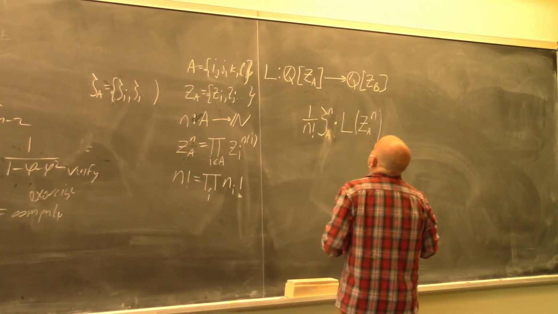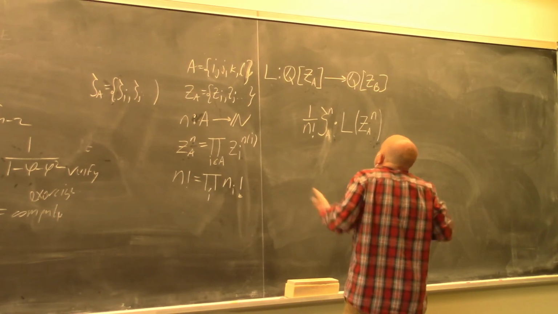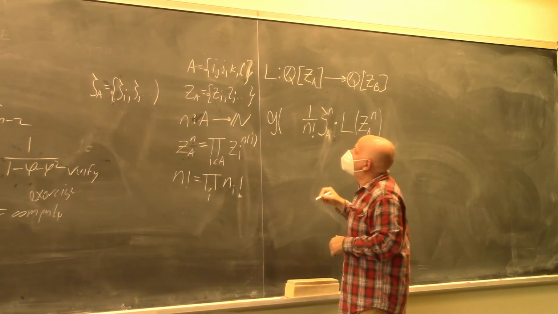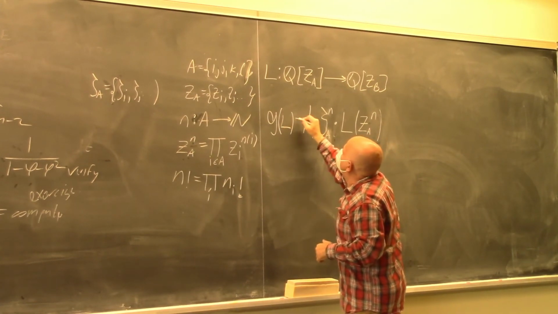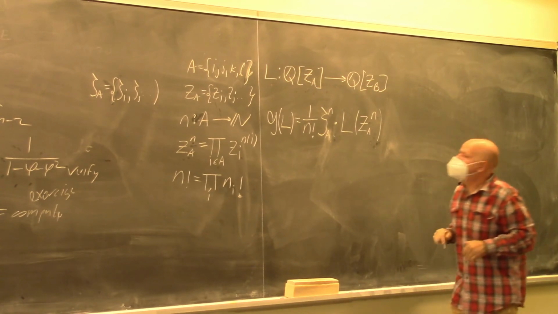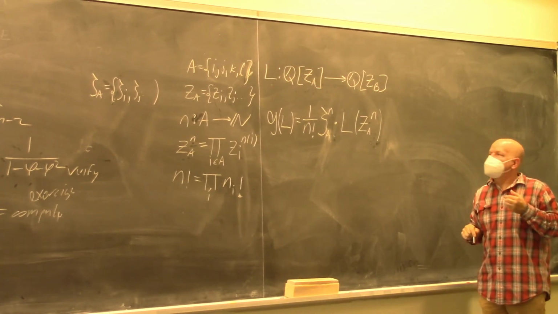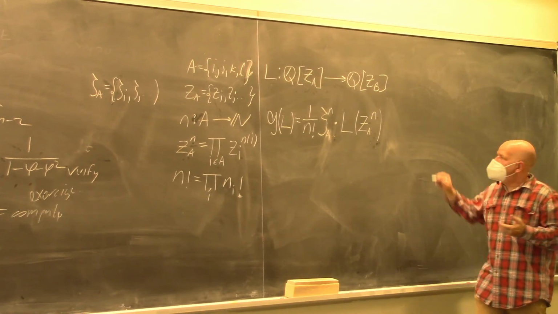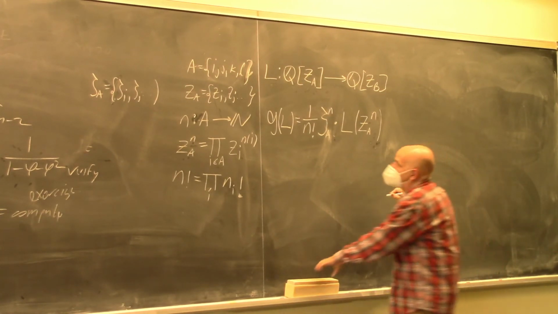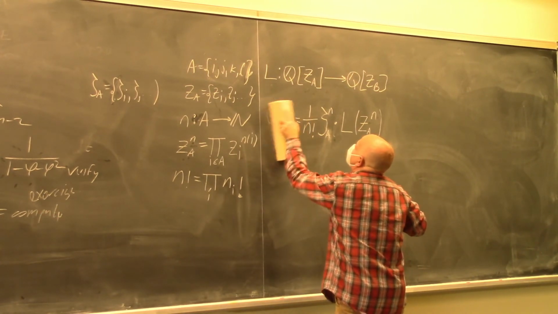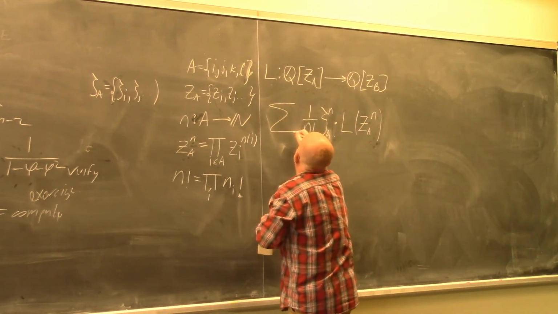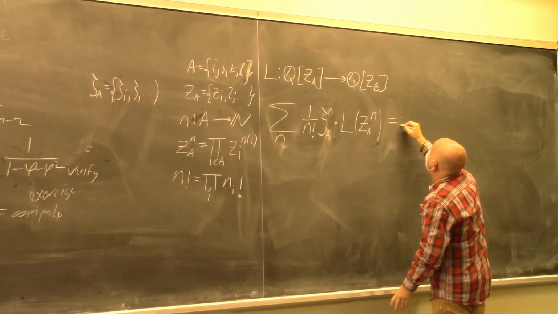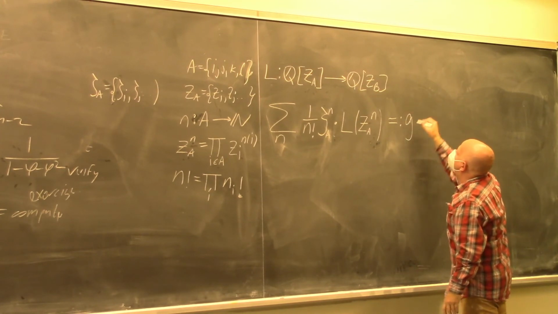And that's it. And this will be defined to be the generating function of the map L. Okay? By the way, sorry, I forgot the summation. Sorry. So this is summation over all n, and this is defined to be the generating function of the map L.